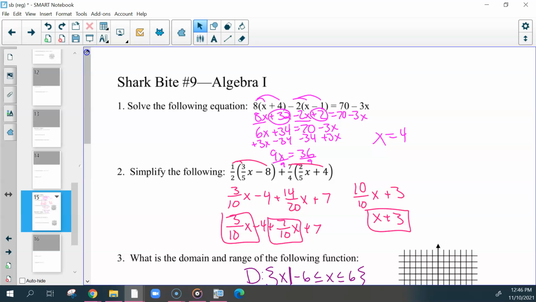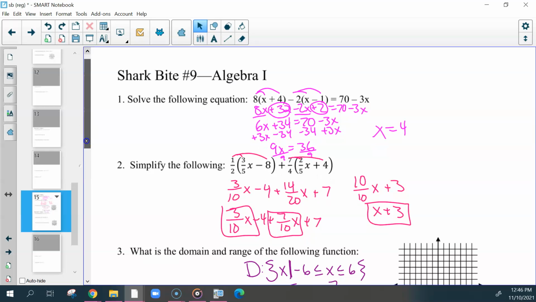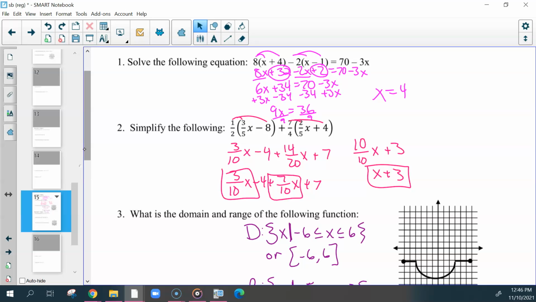for the 7/4 times the 4, you can multiply and then divide, or divide and multiply. The two fractions you could combine together after simplifying. After adding them together, you would get 10 over 10, which simplifies to 1. So your final simplified version of this expression would be x plus 3. Do you have any questions on that one?